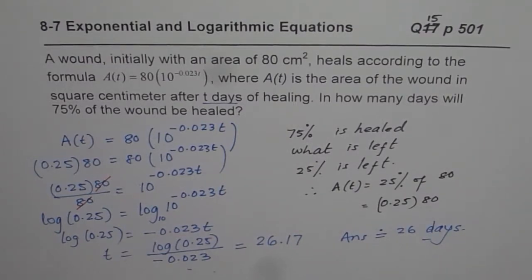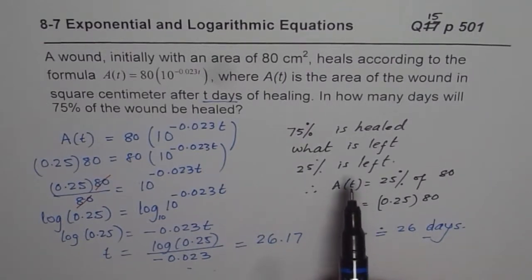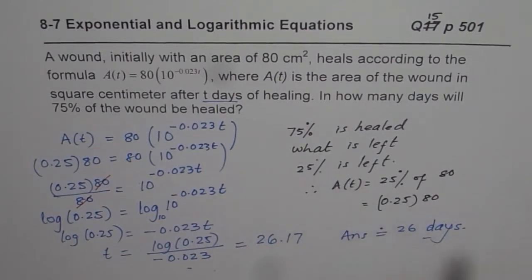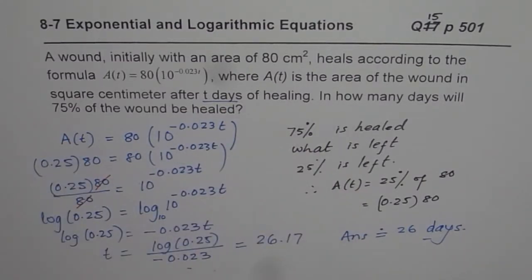Correct? So that is how you can actually solve this question. The key issue here is how much of the wound has been healed, right? So that is kind of tricky to understand. And so A(t) is 25% which is left, correct?